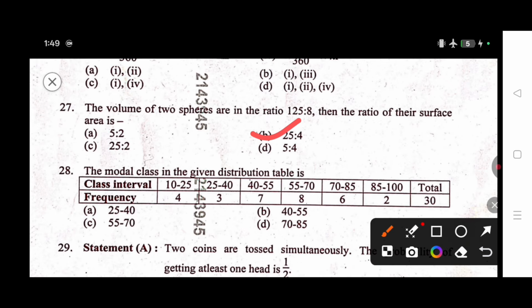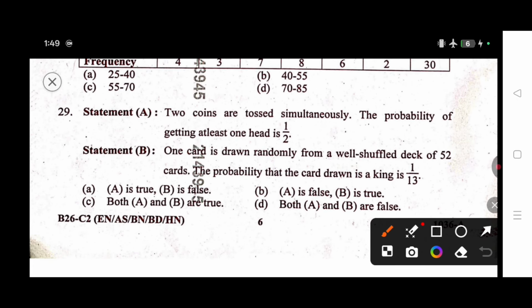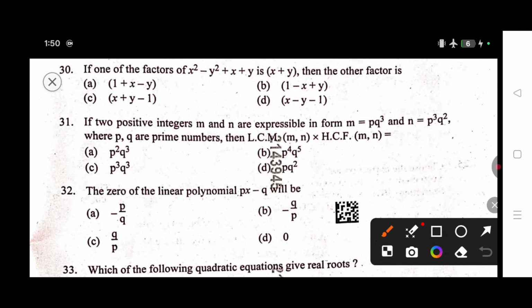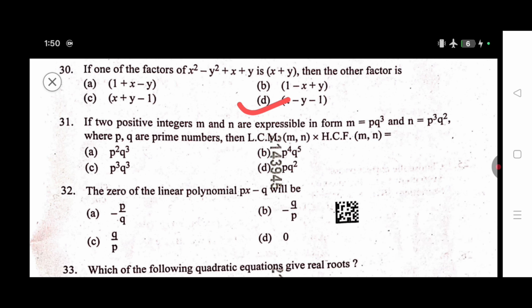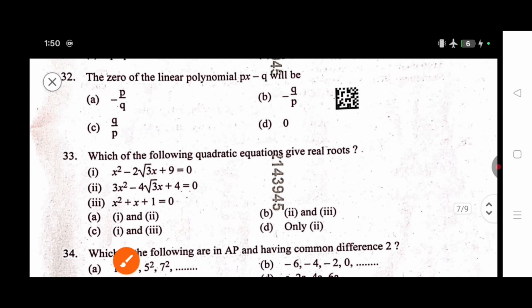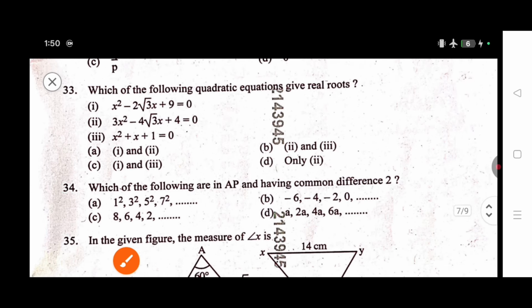27, option B is the correct answer, 25 is to 4. And question number 28, option B is the correct answer, 40 to 55. Okay, and question number 29, B is the correct answer. And question number 30, option D is the correct answer. And 31, option B is the correct answer. Okay, 32, option C is the correct answer, Q by P. Okay, question number 33, option A is the correct answer, 1 and 2.